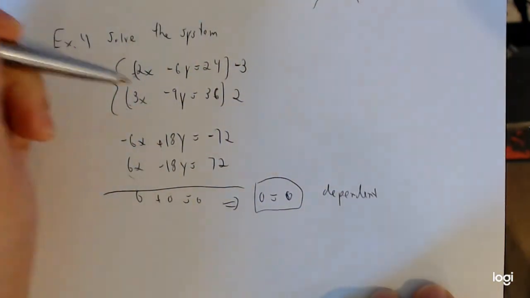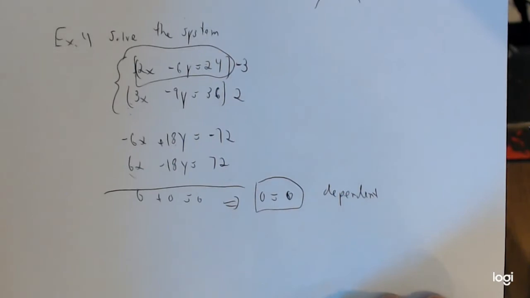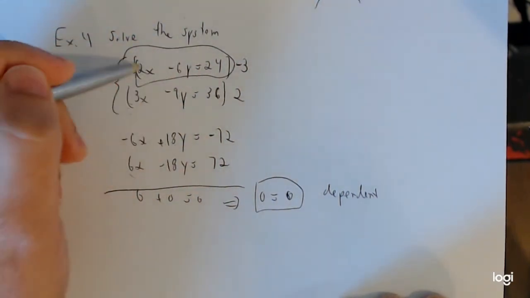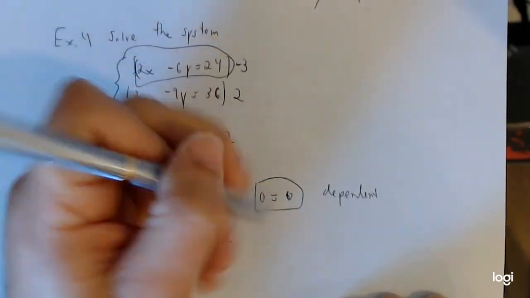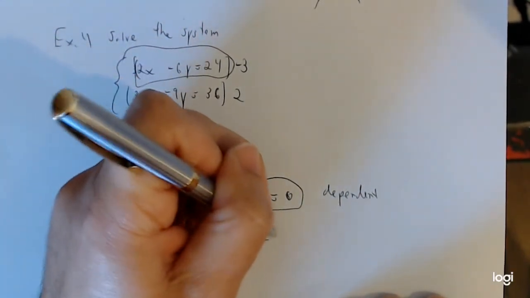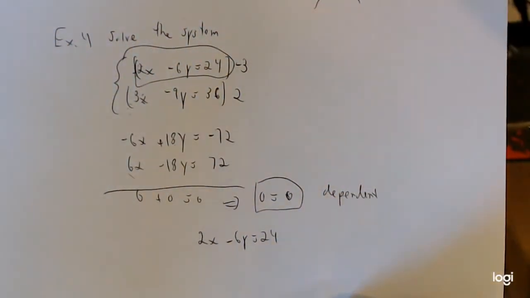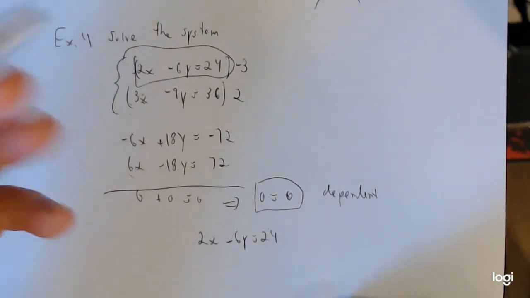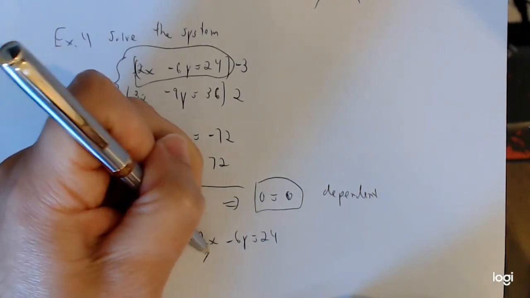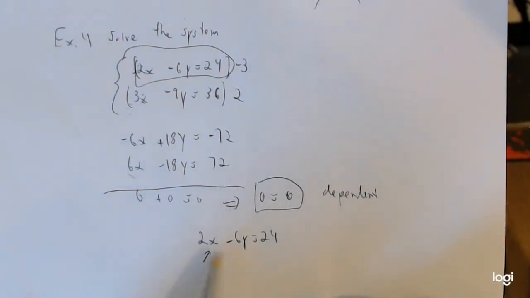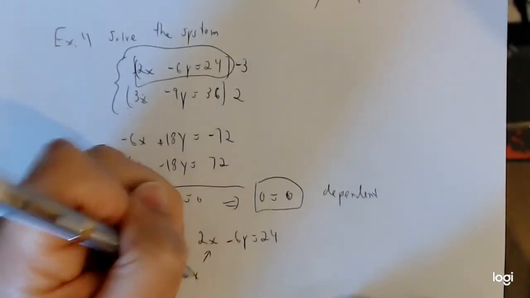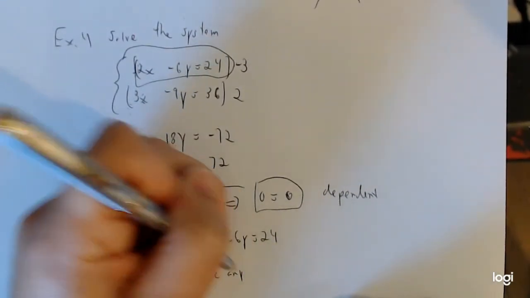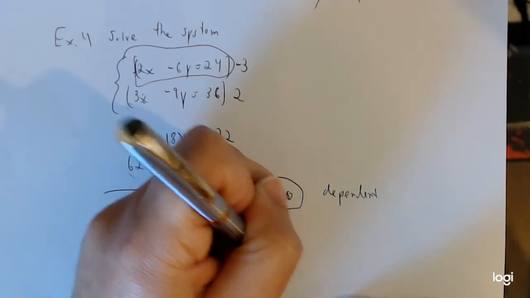So take any one of these equations. So I'll take the first one, and it doesn't matter which one of the two you pick. So if I pick the first one, I'm going to say 2x minus 6y equals 24. And then what I'm going to do is free up one of the variables. So I'm going to say, look, for me to get infinitely many solutions, I'm going to pick x, and it doesn't matter, you could pick x or y, but I'm just going to pick x. I'm going to say, let x be any real number.